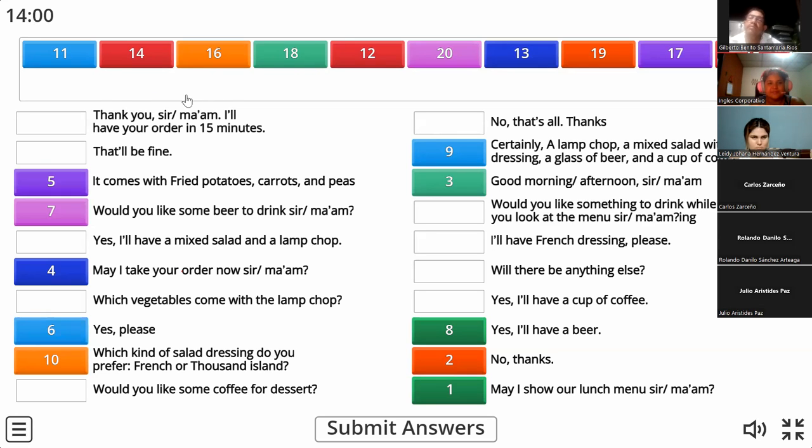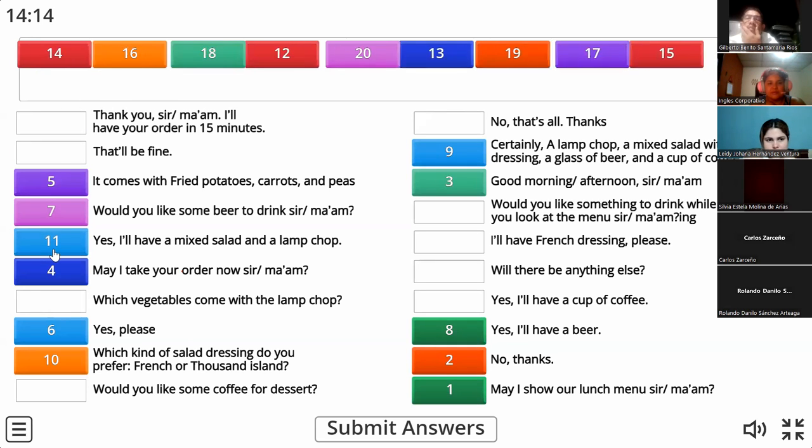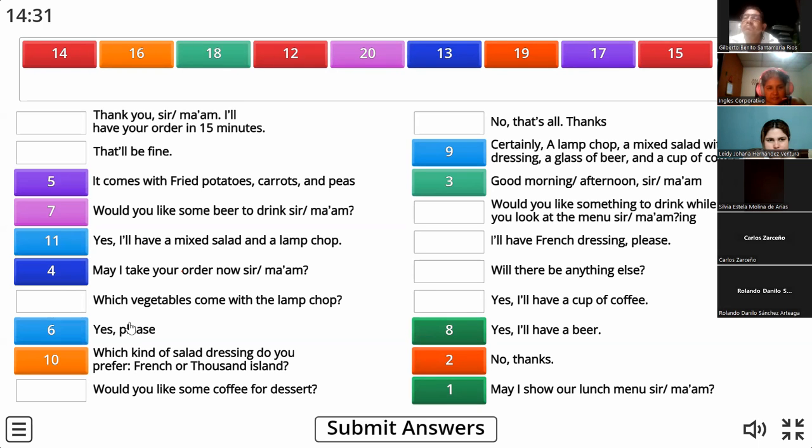Mauricio, number 11. Yes, I have a mixed salad and a lamb chop. Okay, good. 12. Kathy? Which vegetables come with the lamb? I'm sorry, Kathy, which one do you consider that is the correct one?